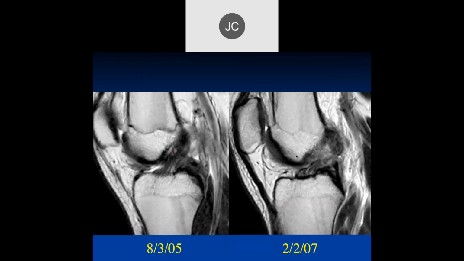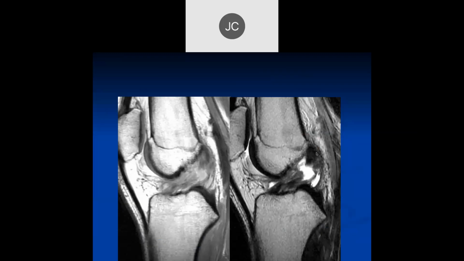Okay, here's just a patient who came in 8305. The ACL was intact, came in a few years later, and here we can see this is a mid-substance tear of the anterior cruciate ligament, and you can see where the fibers are disrupted here due to the acute tear. Here's another mid-substance tear. Here we can see fluid going all the way across the tear.